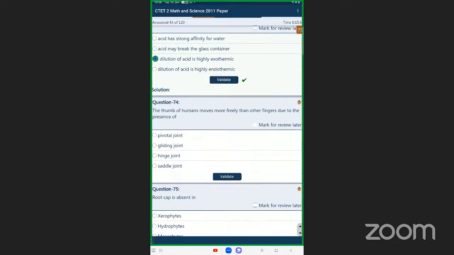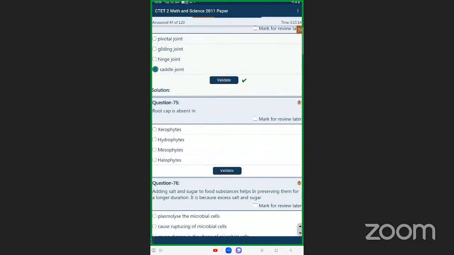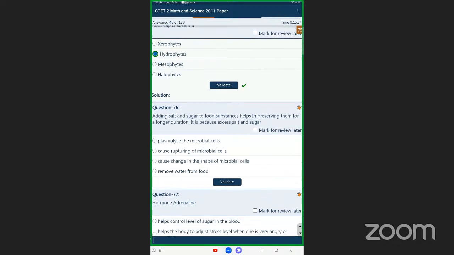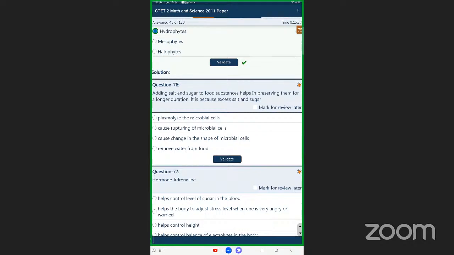Now, the thumb of the human moves more freely than the fingers due to the presence of a saddle joint, student. Next one, root cap is present in what, student? Root cap is present in which of the following, student? Xerophyte, hydrophyte, mesophyte, and halophyte. Which can be the answer, student? It can be hydrophytes, student. Hydrophytes.